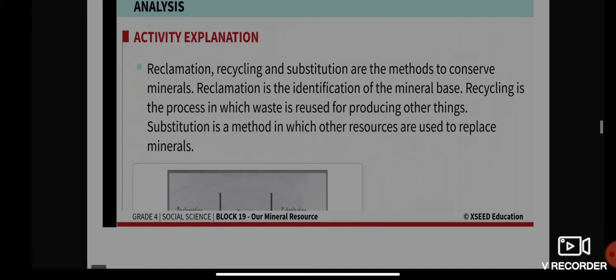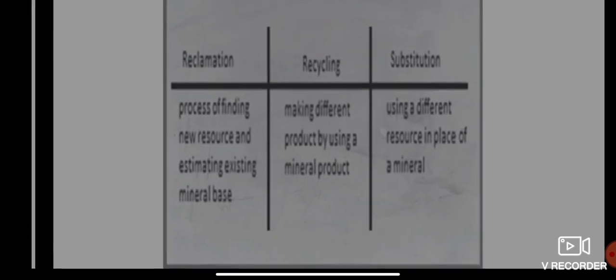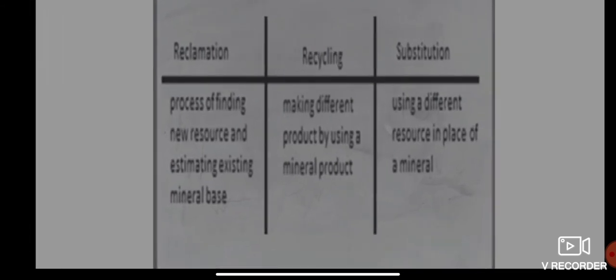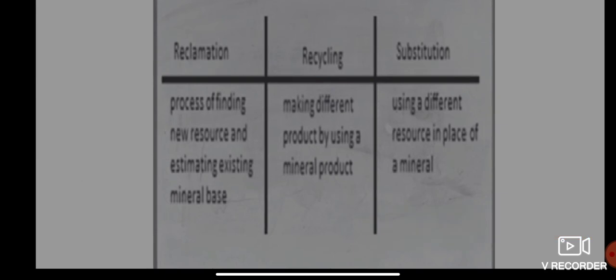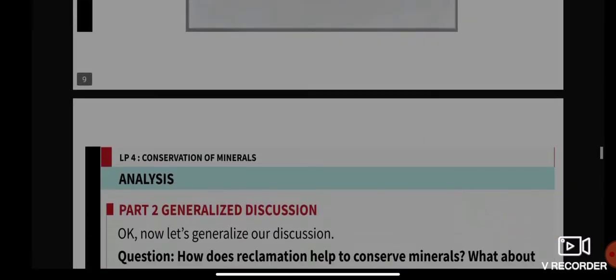Hope you are following. Reclamation means the process of finding new resources and estimating existing mineral resources. Recycling means making different products by using mineral products. Substitution means using different sources in place of a mineral. Those are known as substitution. I hope now you are clear.